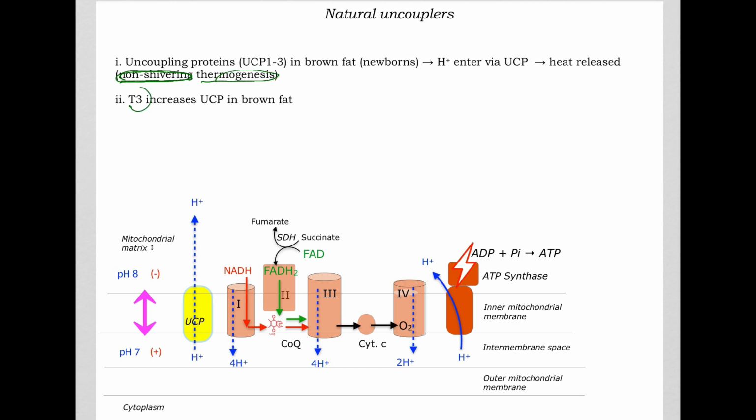The thyroid hormone T3 actually increases the amount of UCP in brown fat, and that leads to more non-shivering thermogenesis. So people with higher thyroid hormones, hyperthyroid, tend to feel warm most of the time, while individuals who have low thyroid hormones, hypothyroidism, tend to feel colder.